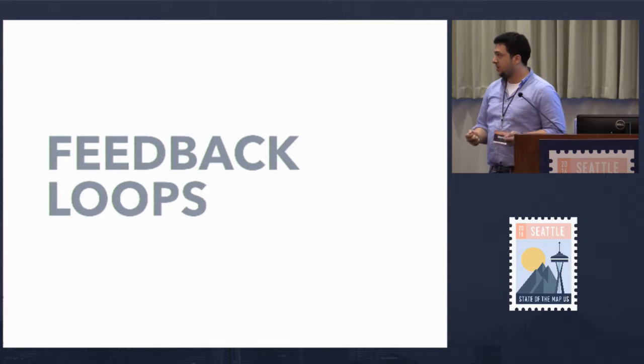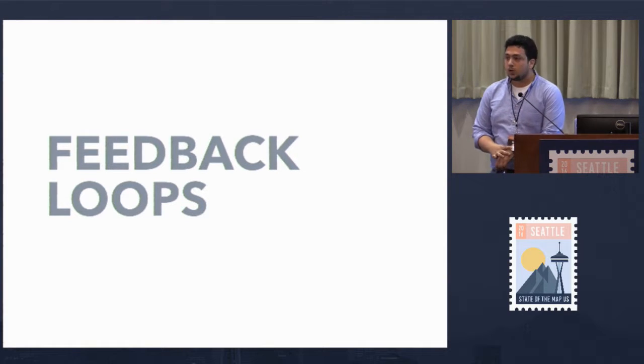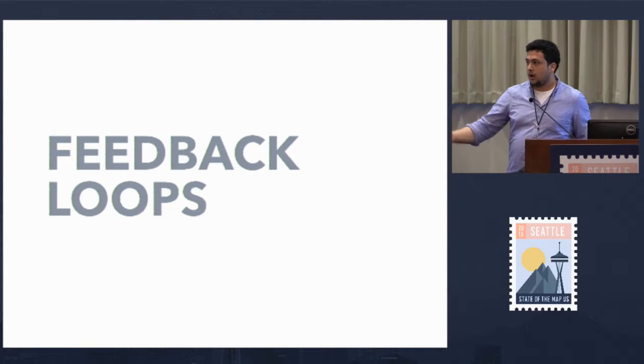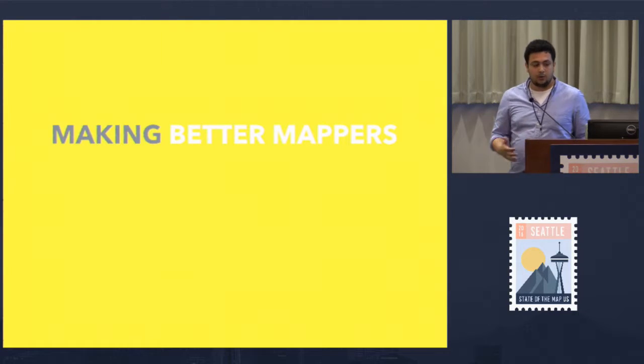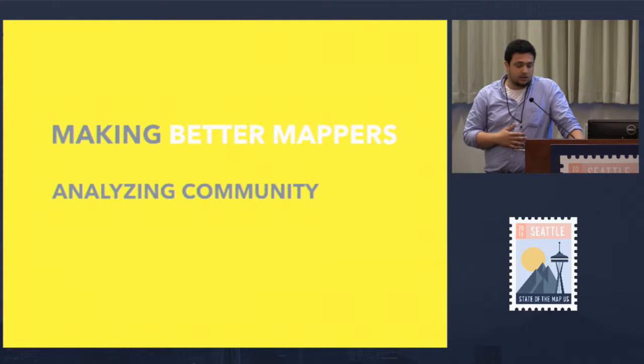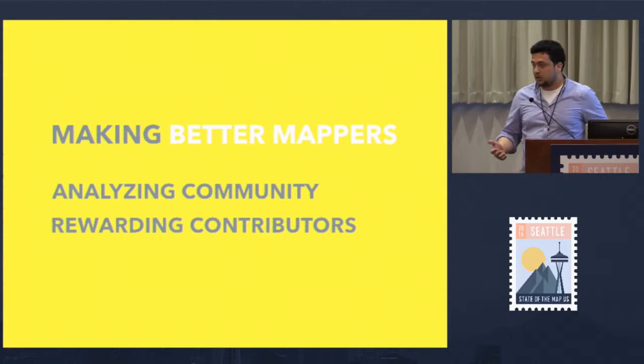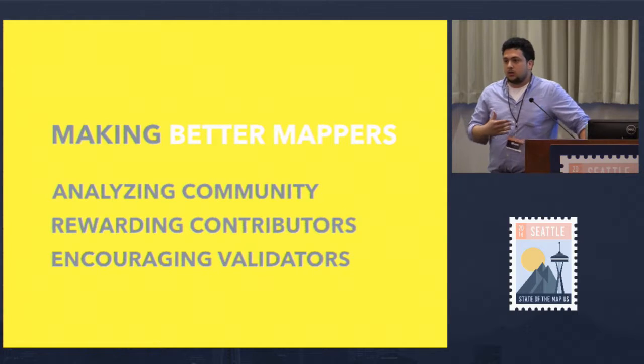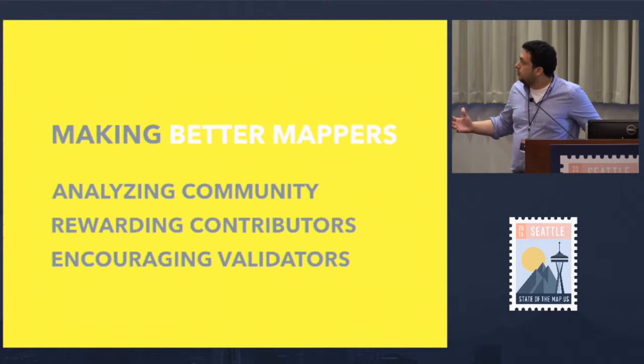So we talked about hashtags and metadata. I want to talk about feedback loops. Now that we analyzed this community, how do we go back and make it a bit better? So how do we make better mappers? We can do this raw analysis on the metadata, but rewarding contributors is a cool aspect that we can strive for. Once we reward contributors, we want to encourage better mapping, encourage validation. And that's sort of why we built the new Missing Maps website in that way.